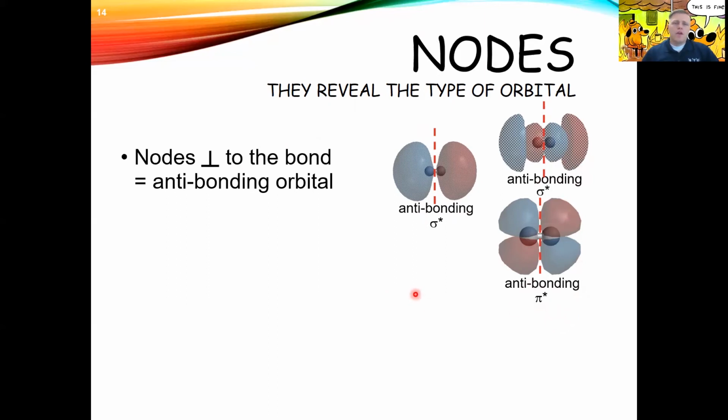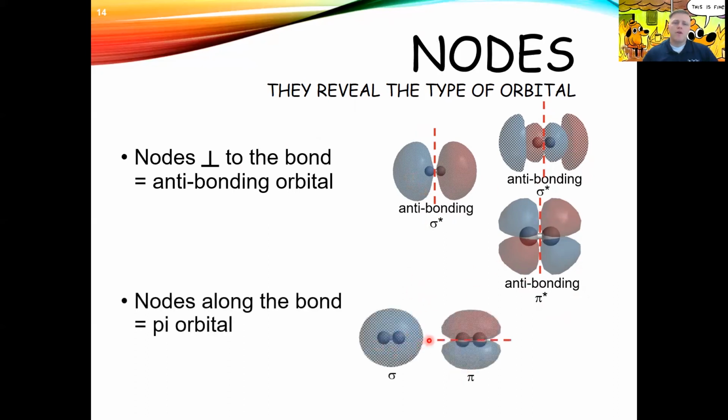And then the way you're going to tell whether these are sigma or pi is just by whether or not they have a node along the axis of the molecule. So a node that's running through the two nuclei here. So fortunately, with molecular orbital theory, you only have to figure out two basic nodes. You have to figure out the anti-bonding node and the node that separates sigma and pi orbitals.